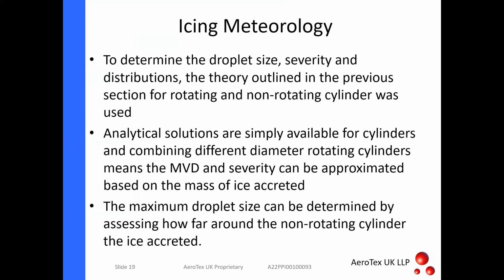As I mentioned earlier, these droplet sizes, severity and distributions were from a mixture of rotating cylinders, where the different diameters tell you what droplet sizes are in your spectrum, whereas the fixed cylinder, sorry, not sphere, the cylinder, will tell you the largest droplet size in your spectrum, because it will say how far around the cylinder it accretes, which gives you an indication of the largest droplets present in the atmosphere.